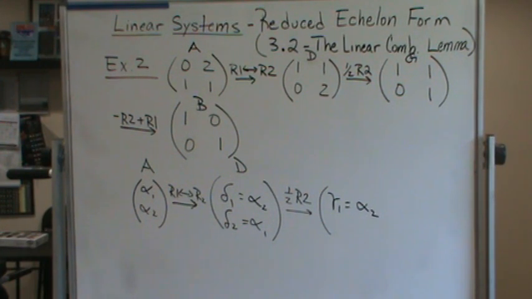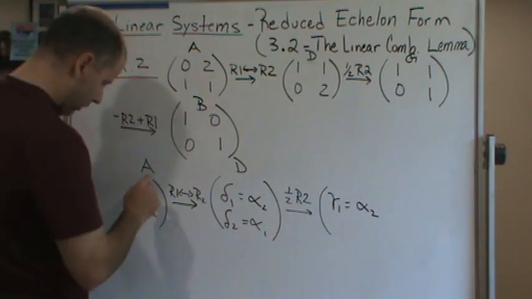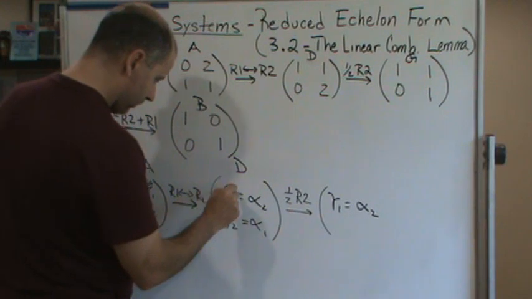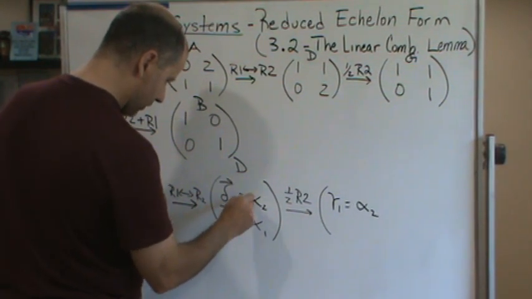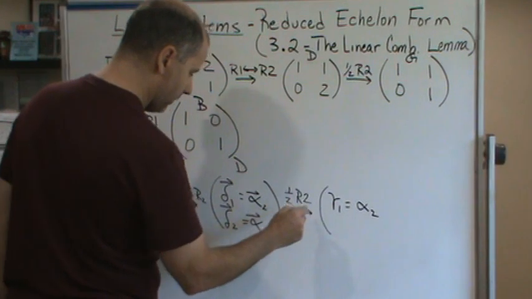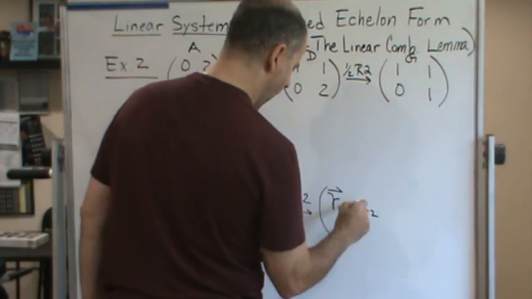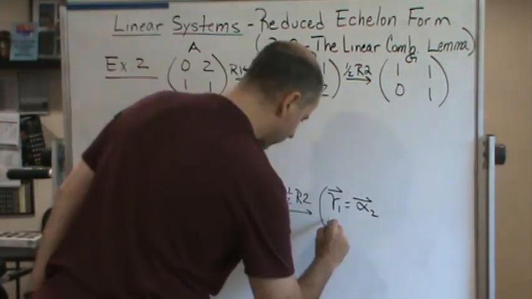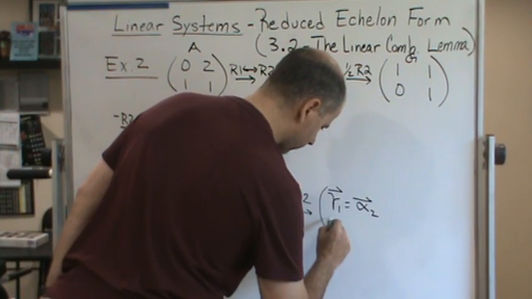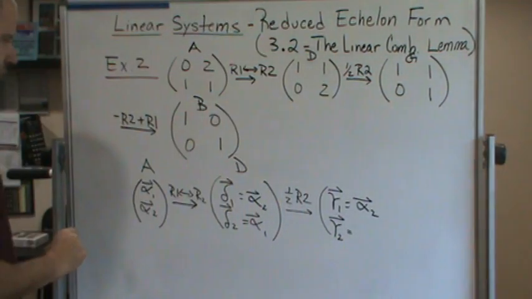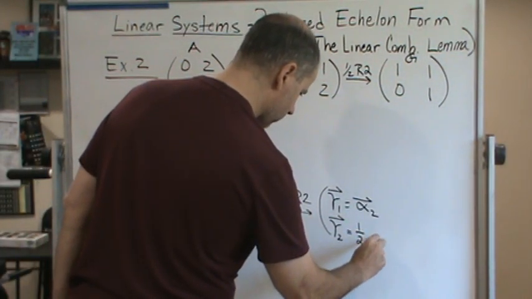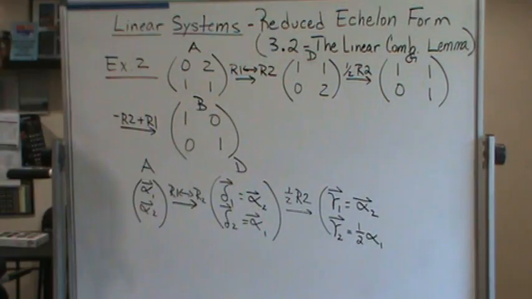Oh, sorry. These represent rows, so they have to be vectors. They're row vectors. And then gamma 2 is equal to 1/2 alpha 1. That makes sense, right?